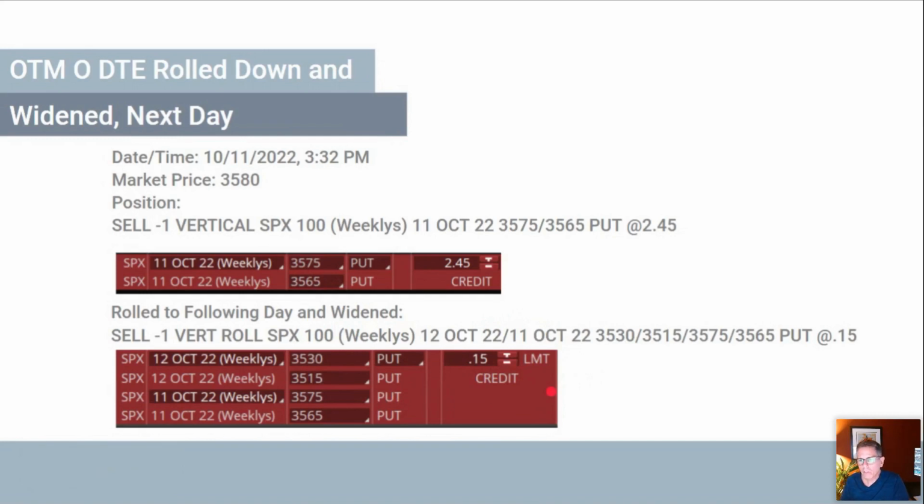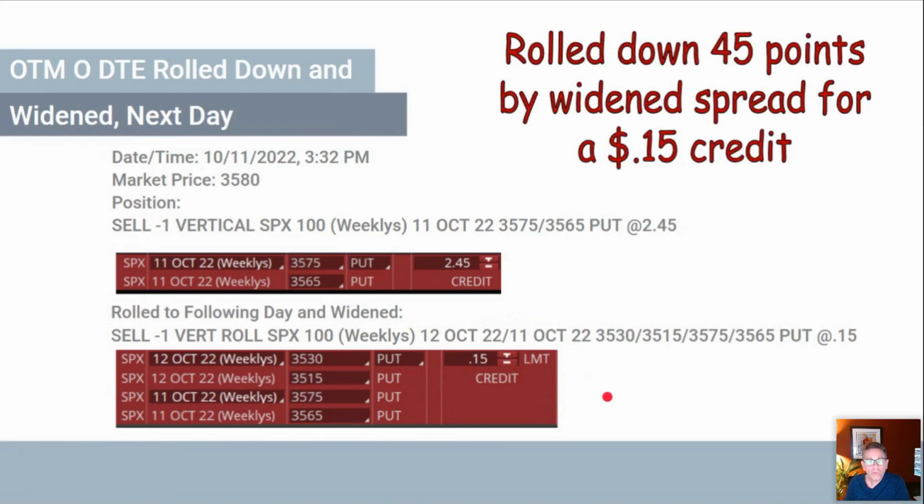However, you've got to keep in mind that you are paying $500 per contract of margin in order to do this. Okay. All right. And I'm going to illustrate this with a trade and show you how that margin builds up very quickly when you're getting into worse and worse conditions of a threatened trade. So here we roll down 45 points and widen the spread and got a 15-cent credit.